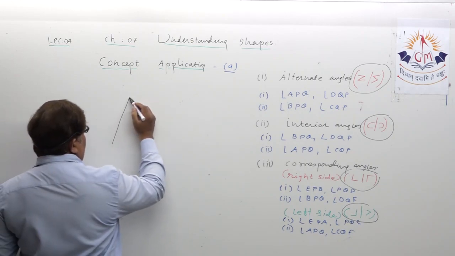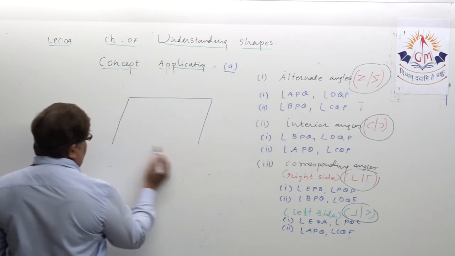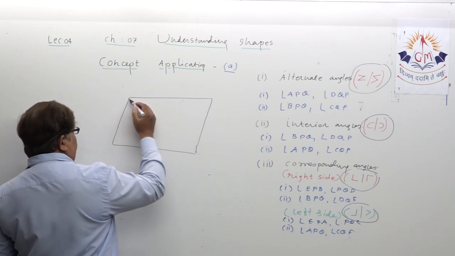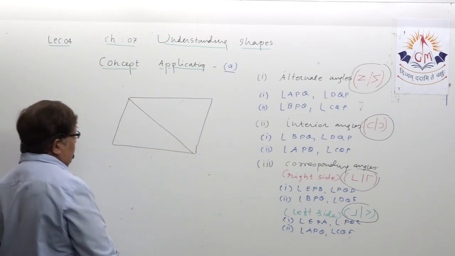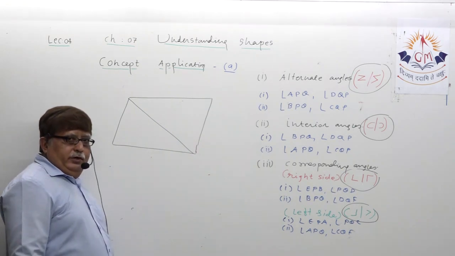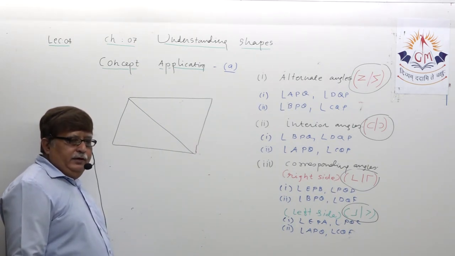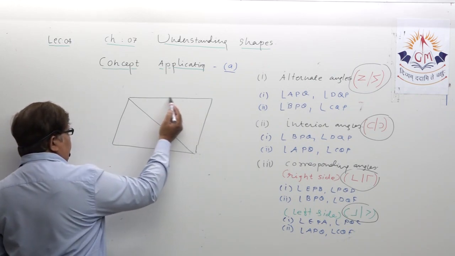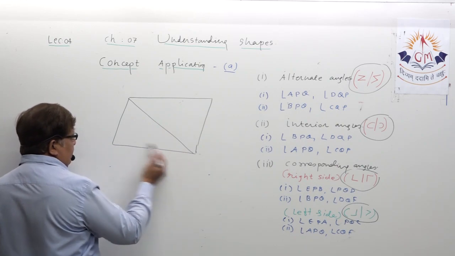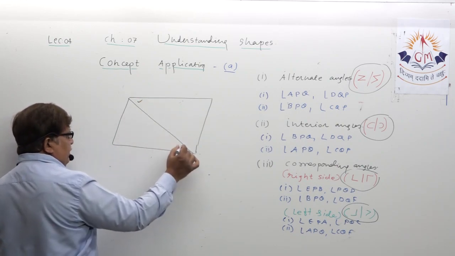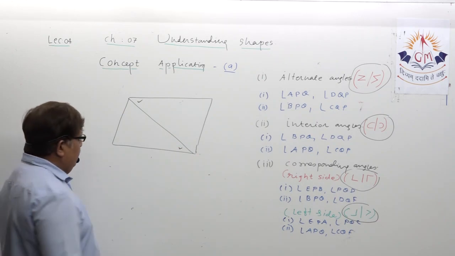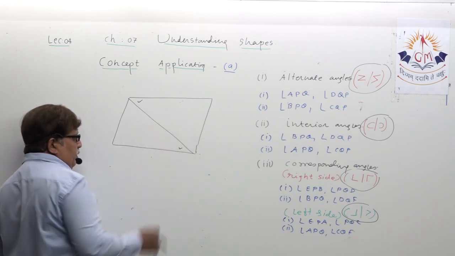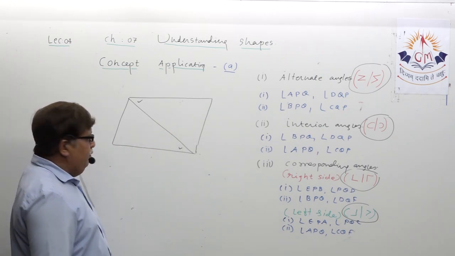Just think, suppose this is a parallelogram, and I draw one diagonal. Are you able to see an inverted Z? See, if you roll your pen this way, this is an inverted Z. Are you getting it? So these two are alternate angles. Understood? This concept is going to be very useful to us.